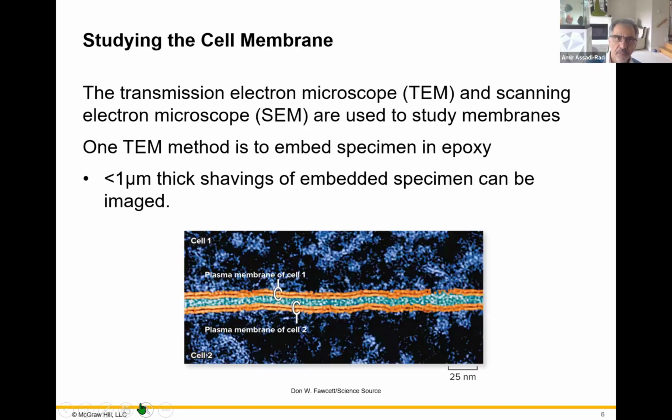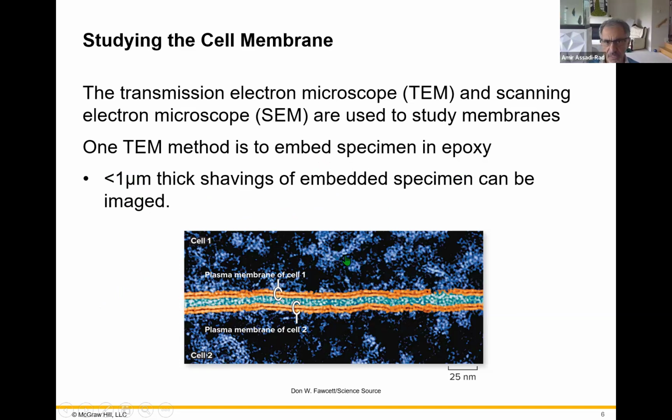It's like a railroad track, one layer and one layer, and in between is the phospholipid bilayer. But anyhow, let's see. To study the cell membrane, the transmission electron microscope and scanning electron microscope, SEM, are used. One TEM method is a specimen embedded in epoxy, less than 0.1 micrometer thick. Shaving off embedded specimens can be imaged right here.